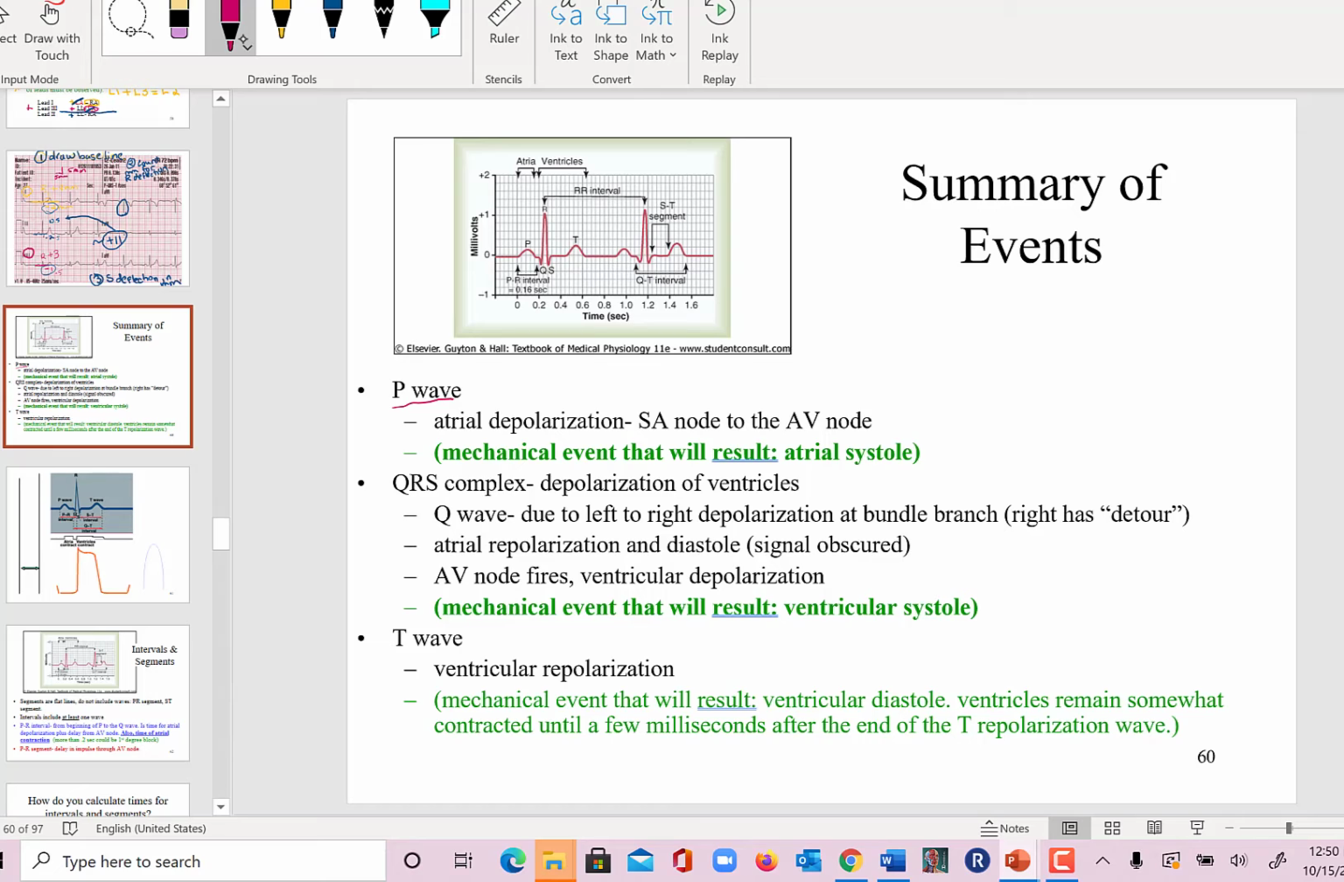That is ventricular systole. When we see the T wave, we know that represents ventricular repolarization. That would be cardiac vector number 5. The mechanical event that will result from that T wave is relaxation, ventricular diastole. This would be isovolumic relaxation followed by ventricular passive filling. Again, please see the cardiac cycle lecture to understand those terms.